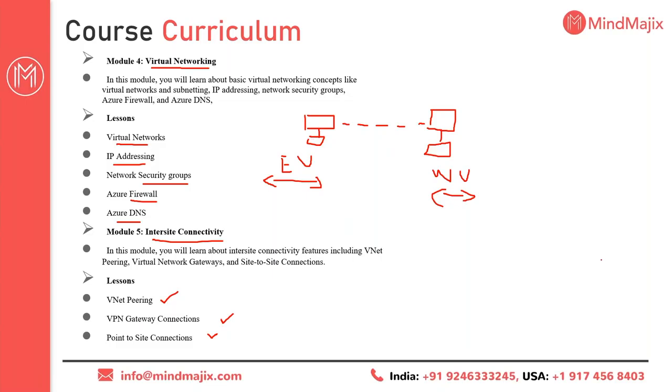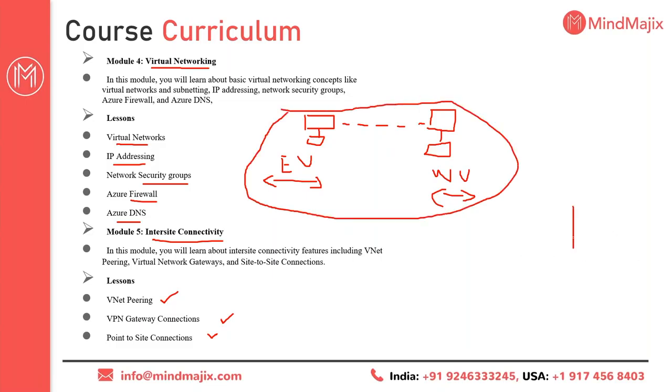Then comes your VPN gateway connection. For example, this is within Azure. We'll be learning how you can do on-premise connectivity from your site to the Azure cloud and your particular resources. So in this topic, we'll be covering on-premise connectivity with Azure, and also the connectivity within Azure.